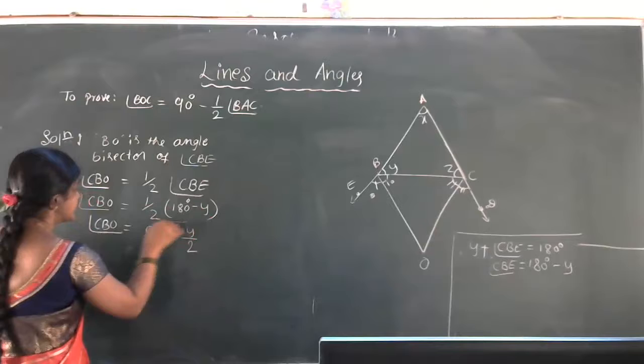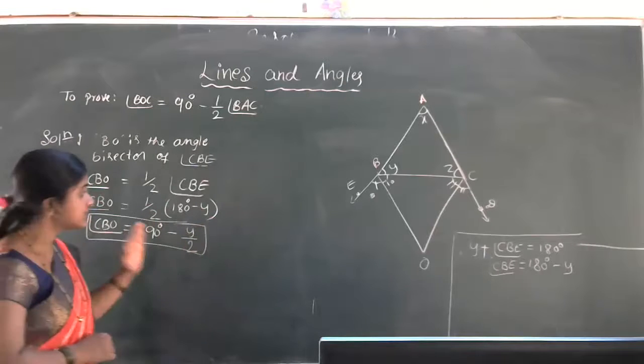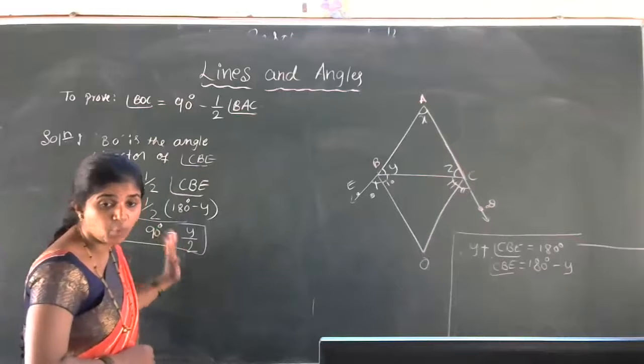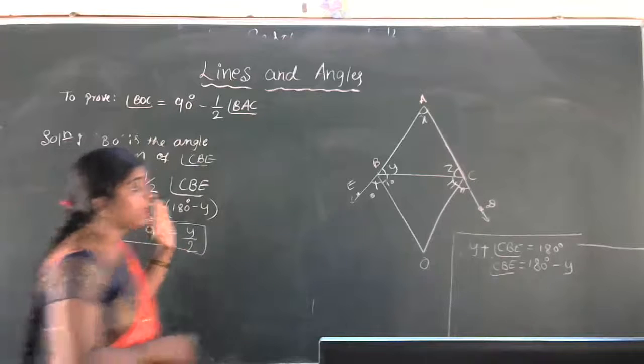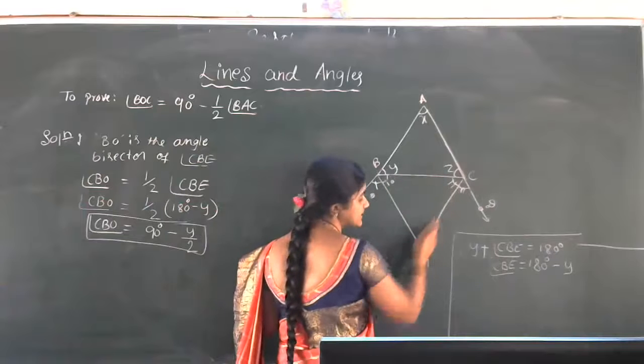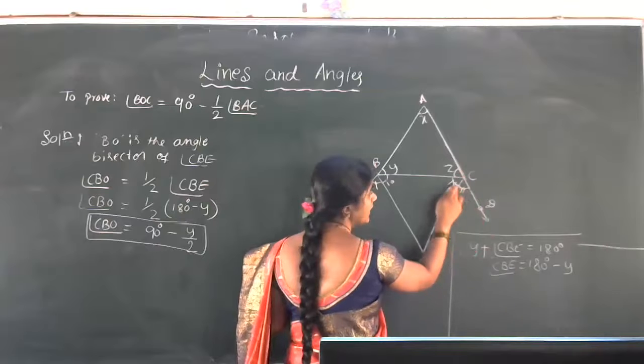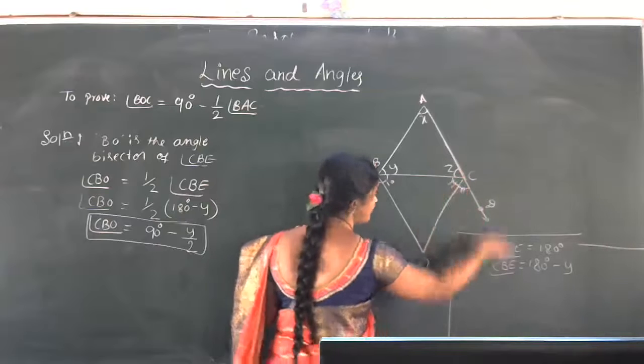So this is about angle CBO. Is that clear? This is about angle CBO. Now in the same way, we have to take this angle, that is angle BCO. Here BCD is a full angle. Here BCO is half of BCD.